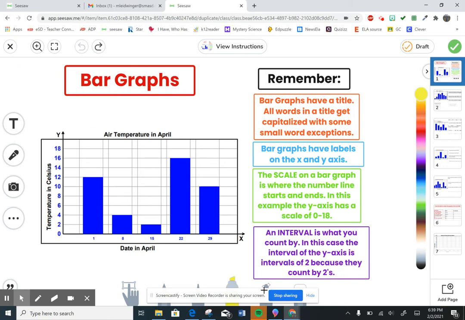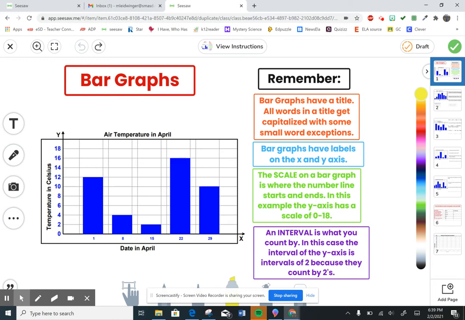So bar graphs have a title. All words in a title get capitalized with some small word exceptions. So we're talking about air temperature in April. Specifically, the temperature is in Celsius if we look at our y-axis. And we're talking about dates in April. So on the bottom, we have 1, 8, 15, 22, and 29. You'll notice that we added 7 across our bottom each time, and we added 2 along the side going up and down. This would be our interval. That's what we are counting by.